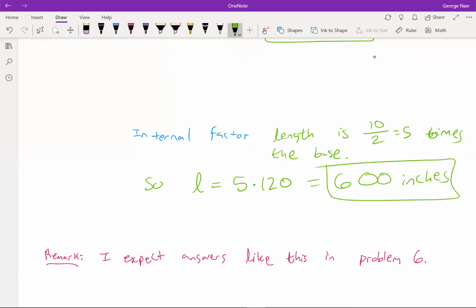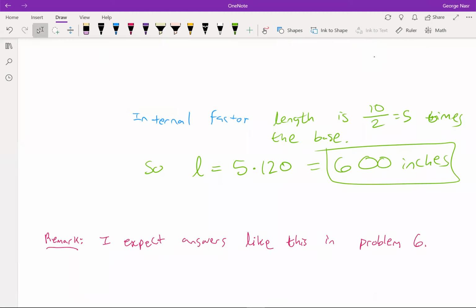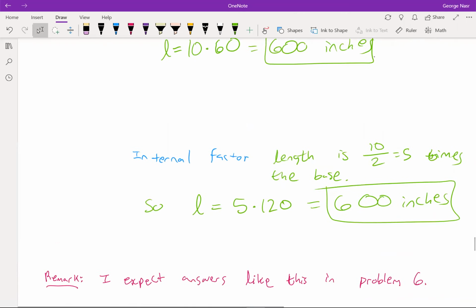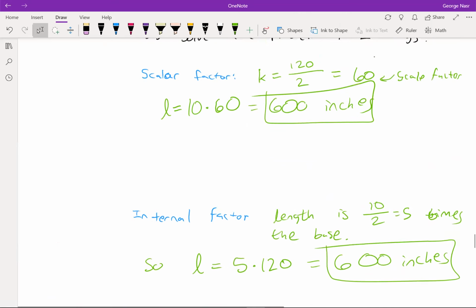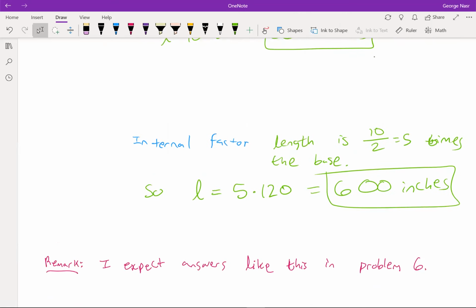Your answer would have just been in feet instead of inches. And so on similar homework problems, this is kind of what I'm expecting when they might say something like, use two methods to solve this problem. These are the two methods that you have to do for these two problems.